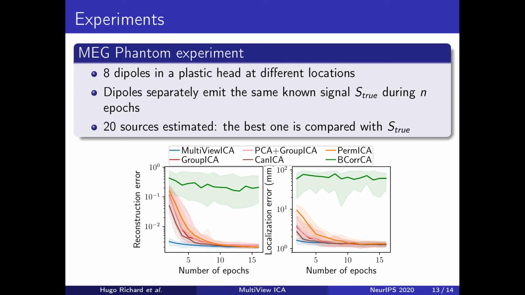As we know the true source, we can compute the reconstruction error of each source as the squared norm of the difference between the estimated source and the true source. We only retain the source of minimal error, and what we see is that MultiView ICA requires fewer epochs to correctly recover the true source.